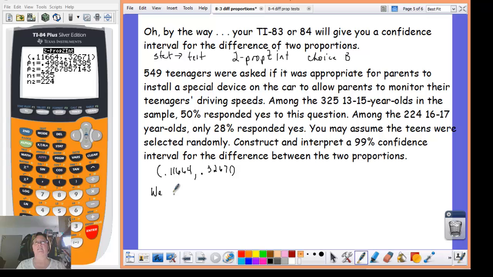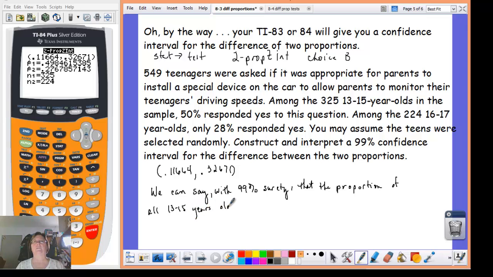We can say with 99% surety that the proportion of all 13 to 15-year-olds who agree with the speed monitoring device is larger than the proportion of 16 and 17-year-olds.